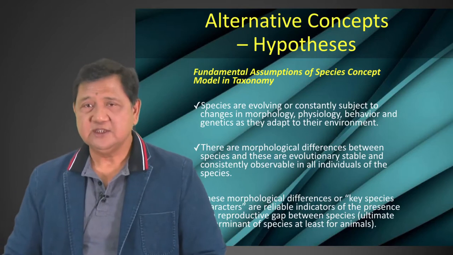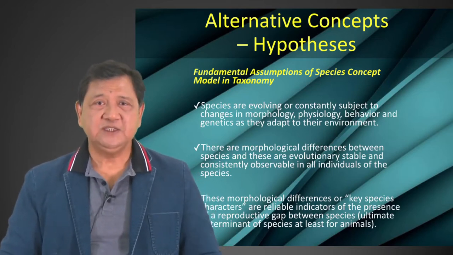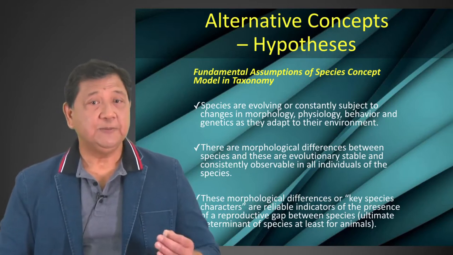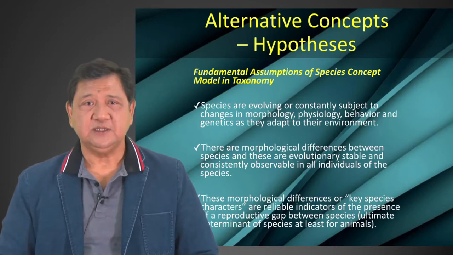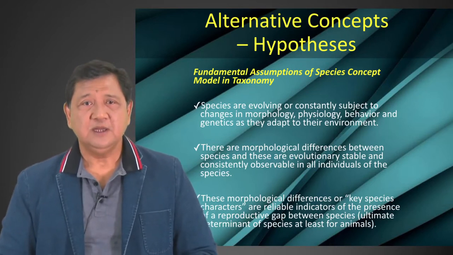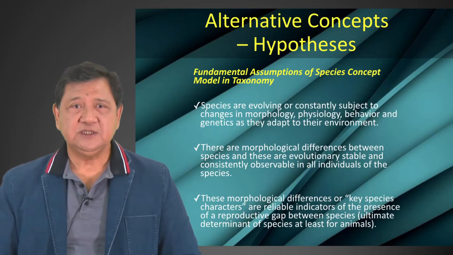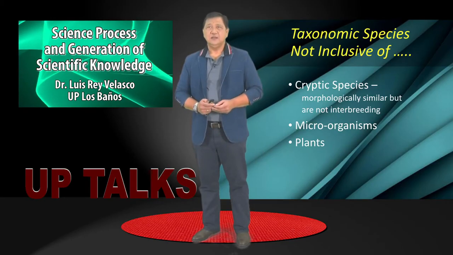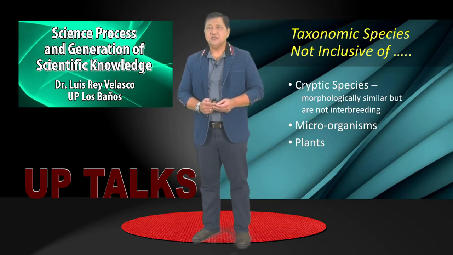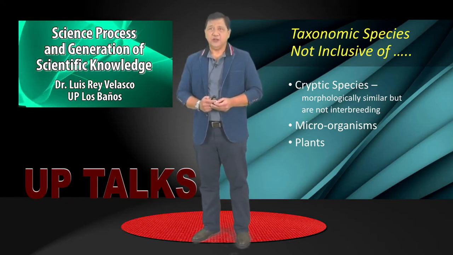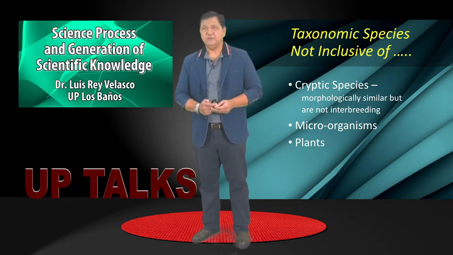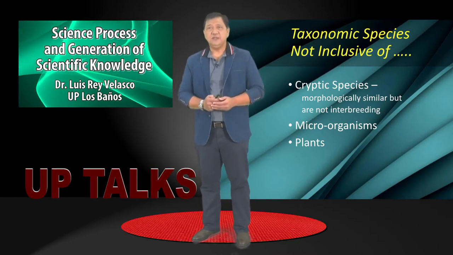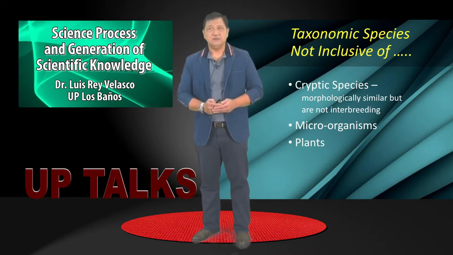These morphological differences, or what we call key species characters, are reliable indicators of the presence of a reproductive gap between species. And the reproductive gap is the ultimate determinant of species, at least for animals. Having said that, taxonomic species, as it is defined and operationalized, is not inclusive, meaning cryptic species cannot be detected by this instrument.